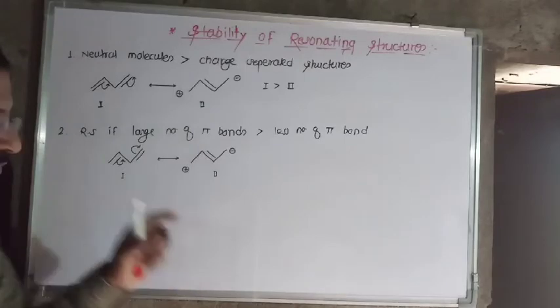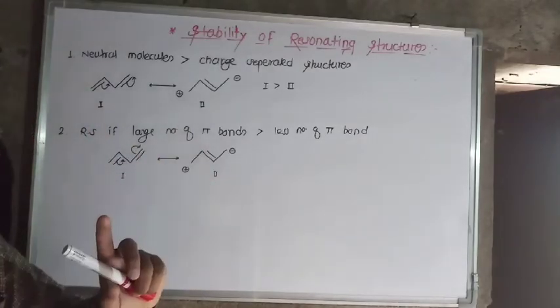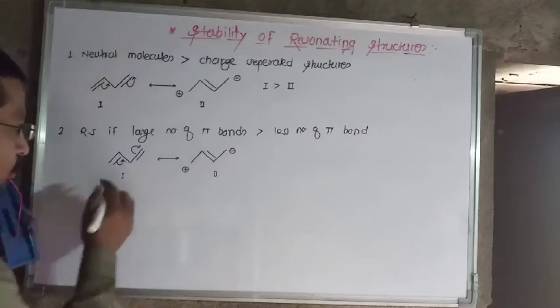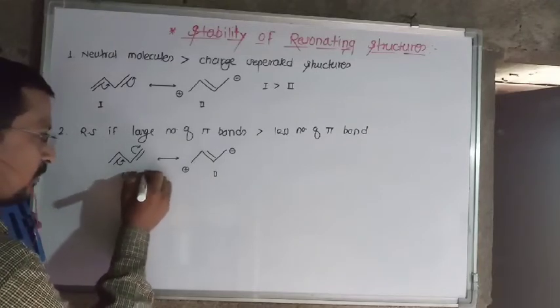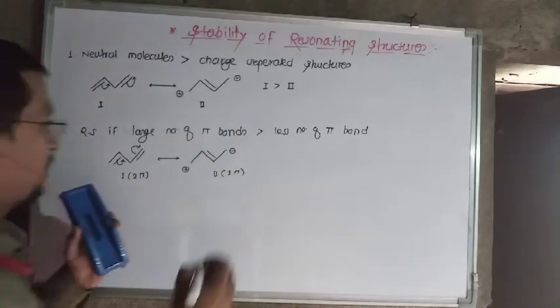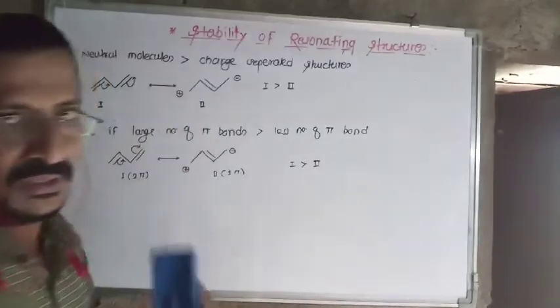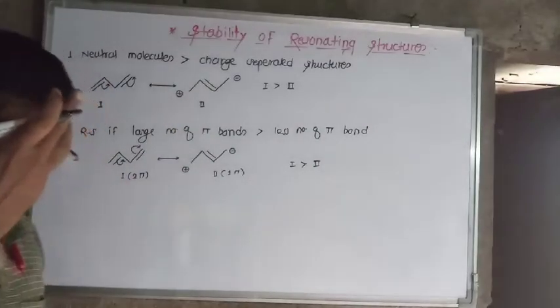See, just the sigma bonds: if you observe, 1, 2, 3, sigma bonds are 3. Here 1, 2, 3, sigma bonds are also 3. But if you observe pi bonds, here 2 pi bonds are there, but here 1 pi bond is there. Ultimately, that's why the first structure is more stable than the second structure.